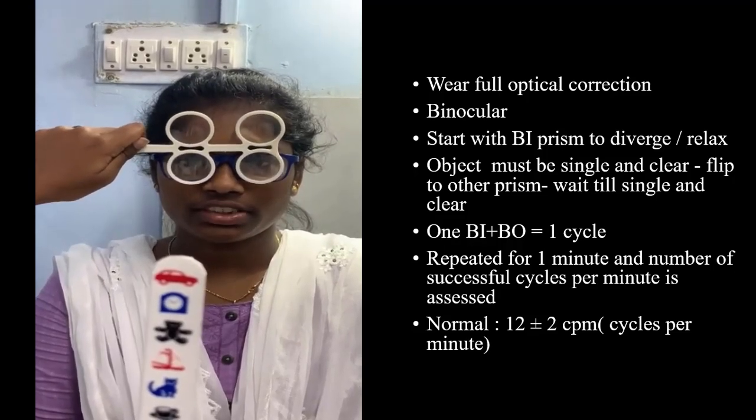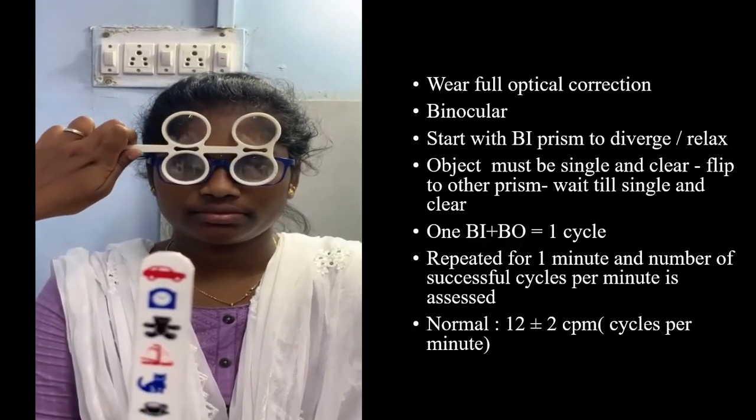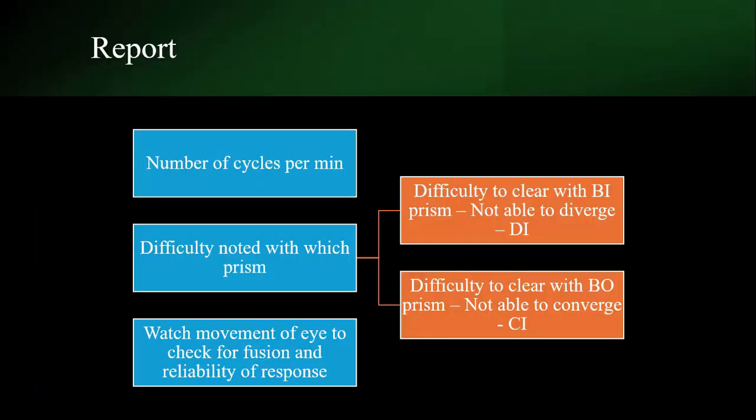So once they say it is single and clear, then we can do the flip. The number of cycles per minute and the difficulty noted with which prism is also important. If they have difficulty to clear the base in prism, base in produces divergence. So if they have a difficulty with base in, then it means they have a divergence insufficiency. Similarly, a difficulty to clear the base out prism will be seen in convergence insufficiency.